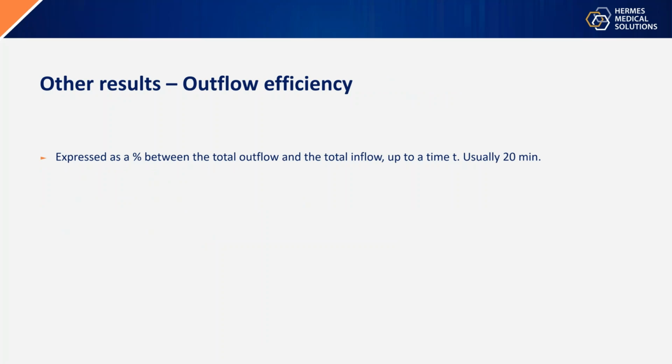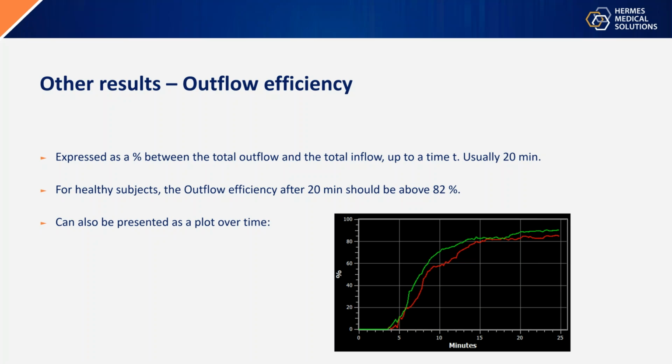We can look at the outflow efficiency. This is expressed as a percentage between the total outflow of the kidney and the total inflow to the kidney up to a specific time. And the standard, the most commonly used, is to look at this at 20 minutes. For healthy subjects, the outflow efficiency after 20 minutes should be above 82%, meaning that 82% of activity flowing into the kidney should have flown out. And it can also be presented as a plot over time.